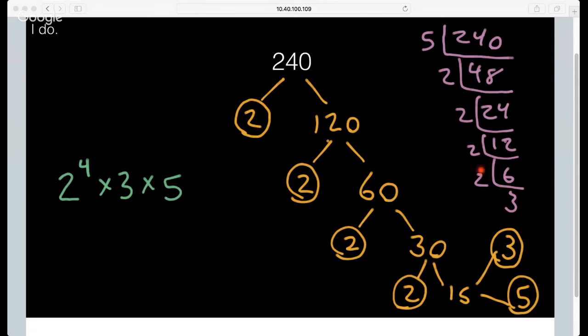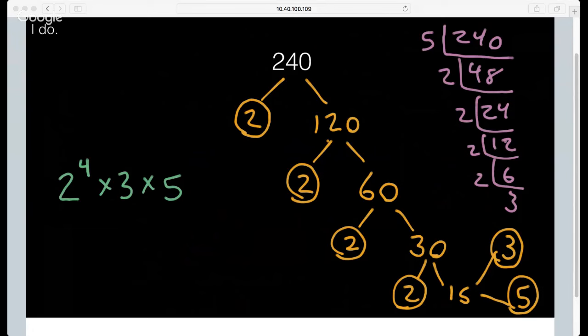And what do you know? Look at this. There's our 4 2's, 2 to the 4th power, 2 times 2 times 2 times 2, 2 times itself 4 times, times 3, times 5. So we can use a factor tree, prime factorization kind of tree. We can use this ladder method.